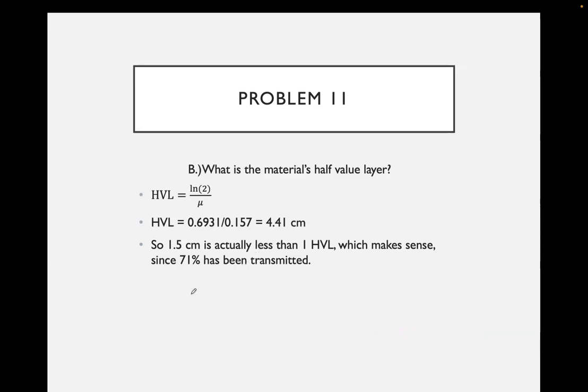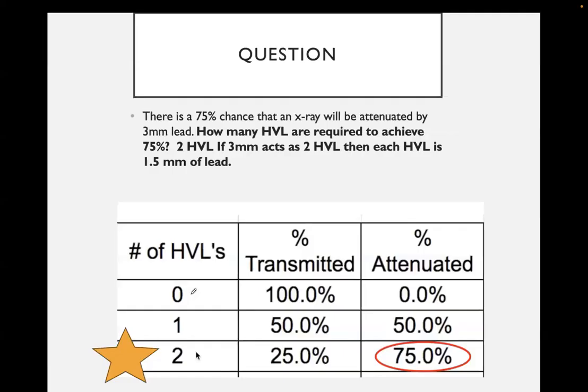So 1.5 centimeters is actually less than one half value layer, which makes sense since 79% has been transmitted. So 21% has been attenuated and 79% has been transmitted. So this is just showing you that.